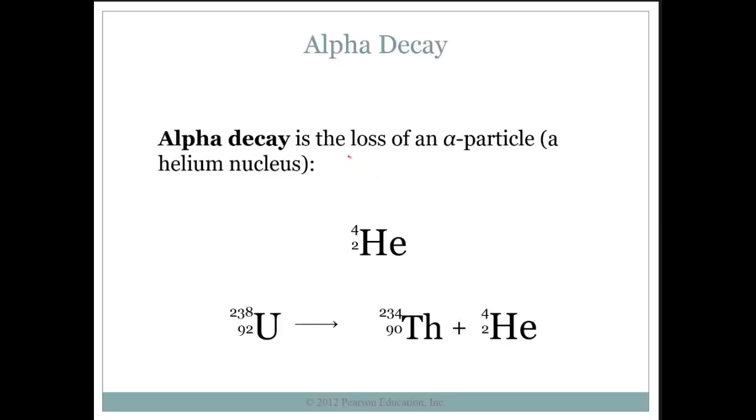Alpha decay is a loss of an alpha particle, a helium nucleus. There's 4 over 2. So that means there are 2 protons here, and there must be 2 protons up here and 2 neutrons.